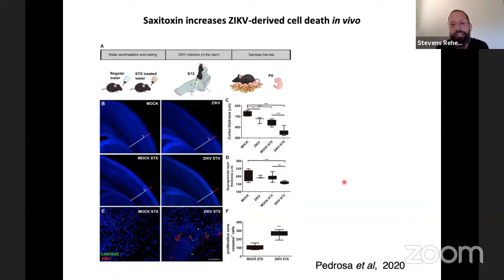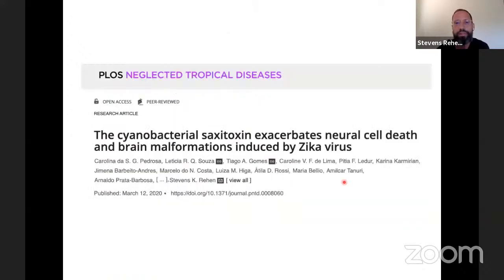And then after that, she started to evaluate brain malformations, comparing the pups from the pregnant mice that were receiving the water and the Zika with the others just with the Zika. And she found that you have more cell death, and also changes in the thickness and other malformations in the brain of those animals, compared with the controls and with the Zika alone. This paper we published in March this year, suggesting that the cyanobacteria toxin saxitoxin is able to increase cell death and also brain malformations induced by the Zika virus.